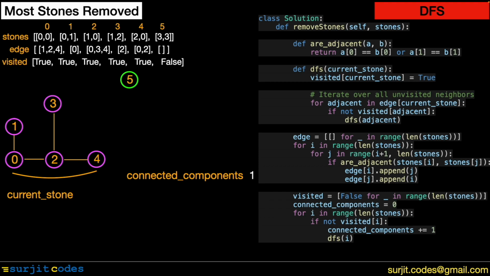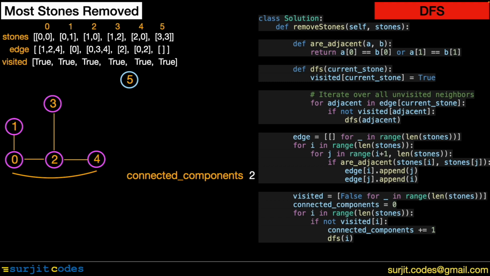Coming back to the loop over i, stones 1, 2, 3 and 4 are already visited. 5 is not part of the old component. For i equal to 5, we increase the connected components further by 1 and call DFS for 5, in which we mark 5 as visited and the call ends. Loop over i ends and 2 is the final number of components.